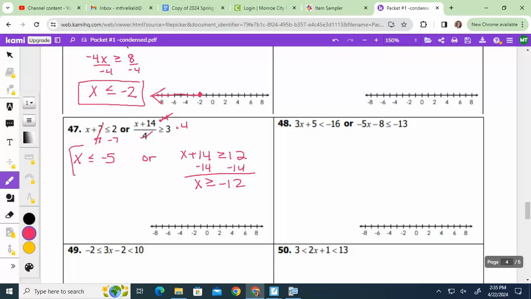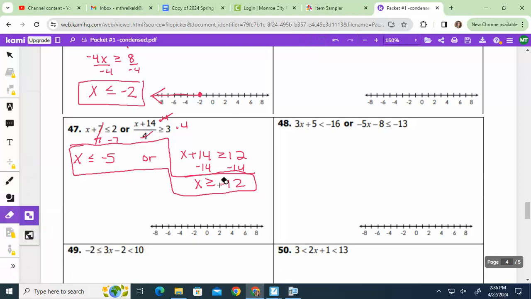So my answer is x is less than or equal to negative 5, or x is greater than or equal to negative 2. Yeah, I don't know why I got that 12 there. So when I graph this, less than or equal to tells me closed circle at negative 5, going to the left, and negative 2 gets a closed circle, and that one was greater, so that went to the right.